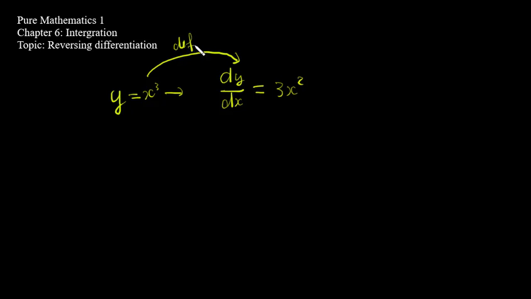Welcome to Pure Mathematics 1, Chapter 6, Integration. Topic: Reversing Differentiation. First of all, we have two processes called integration and differentiation. Let's say I have the equation y equal to x cubed. From here, I get my dy over dx equal to 3x squared. This process from here to here is called differentiation.